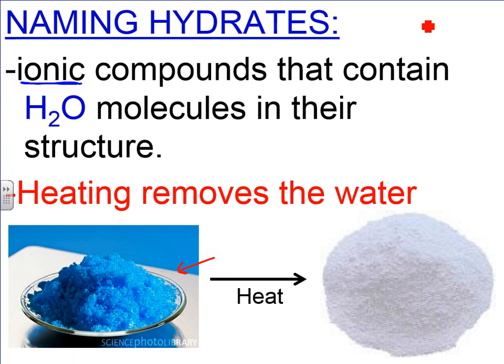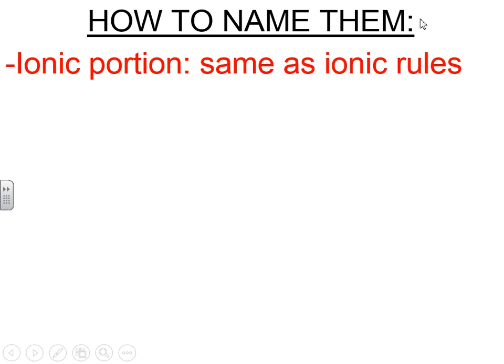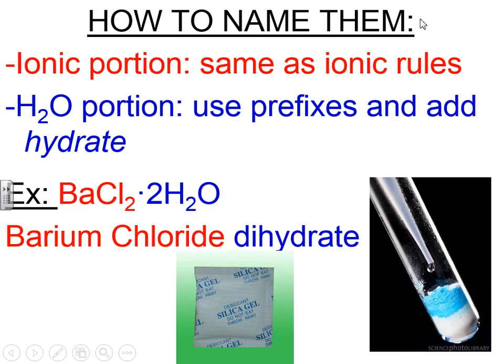Some ionic compounds do it to such an extent that they actually look like they've melted because they've taken in so much water. They get saturated with water. And here are the rules. The rules are actually quite simple. For the ionic portion, you name it the same as we've done before, just ionic rules. And then the water portion will use the prefixes. So it's like we're combining the two concepts together now.